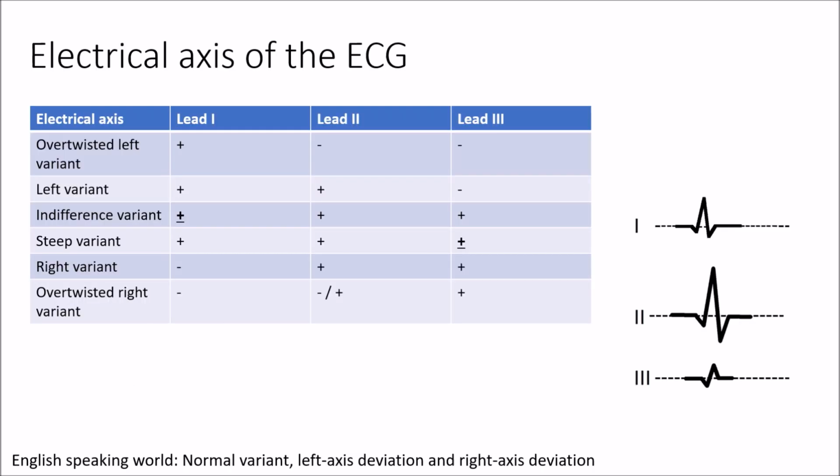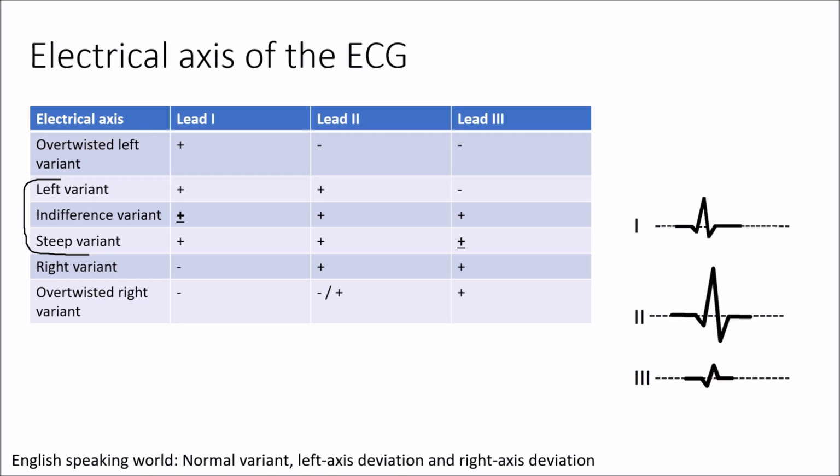The electrical axis of the heart tells us in which direction the electrical excitation mainly runs. The following variants are often normal: the left variant, the indifference variant and the steep variant. The remaining axes are an indication that either the left or the right ventricle has to do disproportionate work. This can be the case, for example, with high blood pressure.